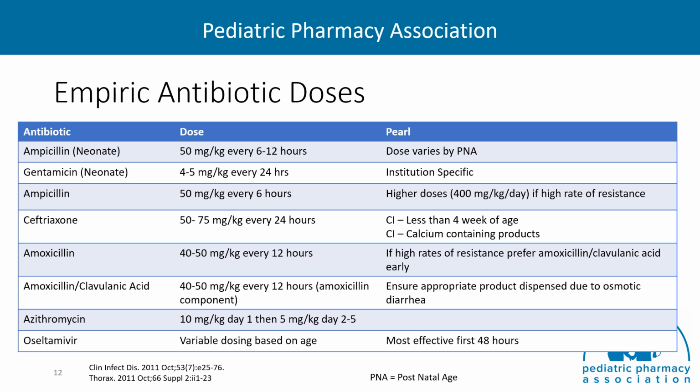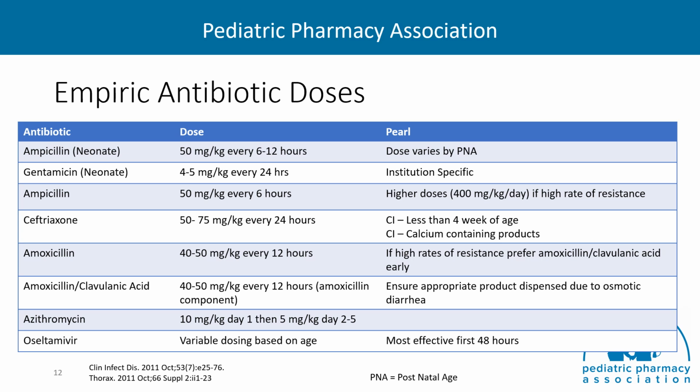Generally speaking, full-term neonates being treated for pneumonia would receive ampicillin 50 milligrams per kilogram every 6 hours, and gentamicin at 4 to 5 milligrams per kilogram every 24 hours, utilizing extended interval dosing. This is not the same as high dose once daily seen in adults, and levels should be drawn around the third or fourth dose. In infants and children prescribed ampicillin, 50 milligrams per kilogram every 6 hours is a common dosing regimen. However, in some cases, up to 400 milligrams per kilogram per day in divided doses may be used if there's a high rate of resistance in the community.